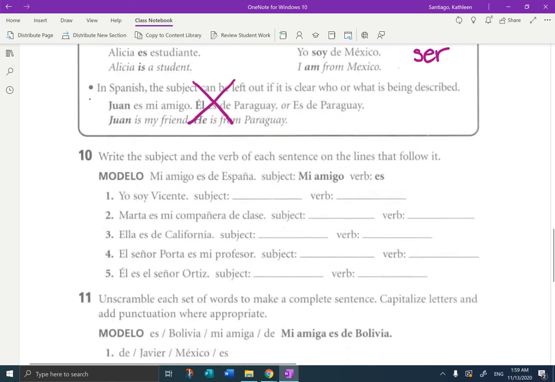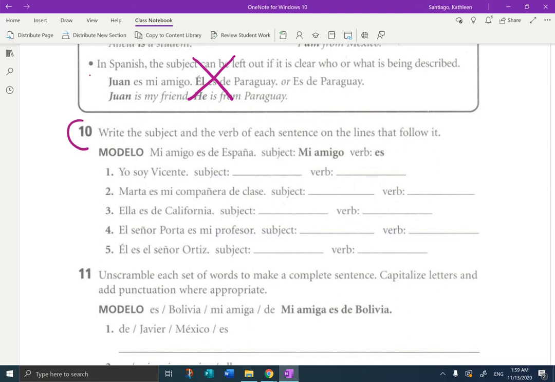So here we are, okay, what we just did above. Section 10, you need to complete. Write the subject and the verb of each sentence on the lines that follow it. Yo soy Vicente. Subject, verb, information. This one's tricky because you want Vicente to be the subject, but he is not. His name is the information. He's introducing himself. So the subject is actually yo because it's subject, verb, information. The verb is soy. And if you underline the information, Vicente, his name is the information. So just remember that it's subject, verb, information. And that should help you figure out what is going on in each sentence.